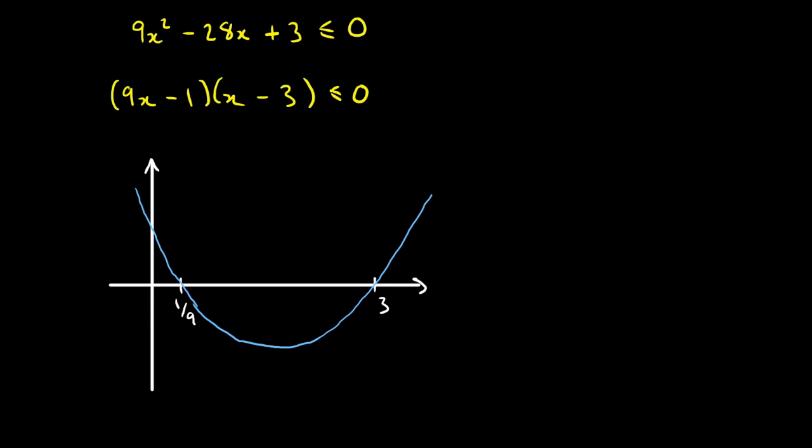Okay, and then we're asking, where is this quadratic less than 0? In other words, where are the y values less than 0? And the y values are less than 0 here, everything there. So what are the x coordinates to give us that? Well, everything from 1/9 all the way up to 3. So the solution to this is that x must be greater than or equal to 1/9. It must be less than or equal to 3. And that's going to be the solution to our inequality.